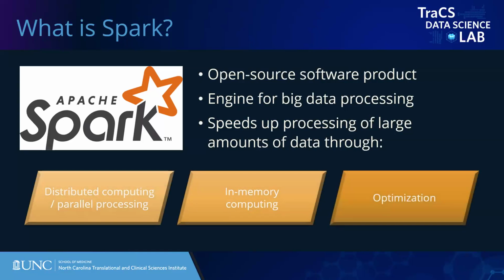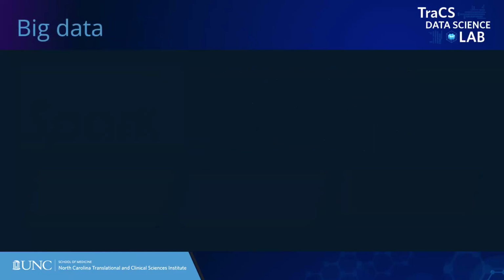So first, distributed processing or distributed computing and parallel processing. Second, in-memory computing. And third, various optimizations. So we'll dig into each of these in a bit, but first we'll just quickly review this concept of big data to make sure everyone's on the same page, because it's so central to what we'll be discussing here.